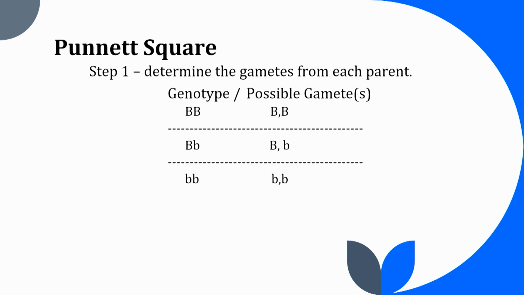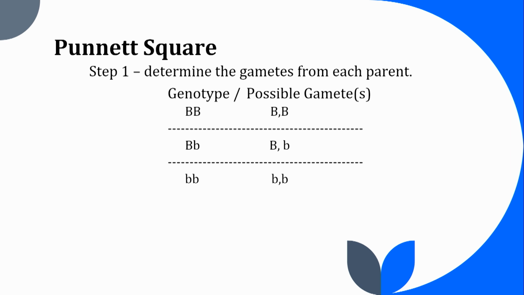So here's the first step in making a Punnett square. Step one, you want to determine the gametes from each parent. This is kind of like a breakdown of it. On the left, we have the possible genotypes, and then on the right, we have what gametes we might be getting from them. So at the top, if your genotype is big B, we would say that that is homozygous dominant. Well, your possible gametes, you can give either one of the capital B's, because they are being sorted independently.